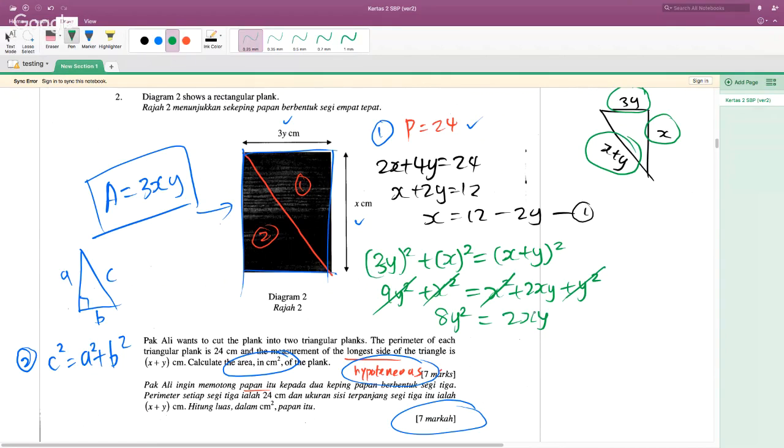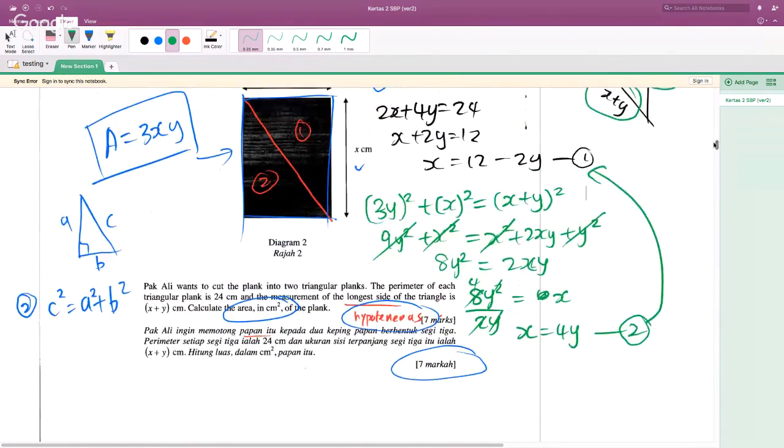Okay, over here I want to make x the subject. So x basically equals 8y squared divided by 2y. That means I move the 2 and y to the other side. So y and y simplify, 2 and 8 simplify to 4. So x basically equals 4y. This is my second equation. So for simultaneous, I just substitute into my first equation. Then I should be able to get the answer.